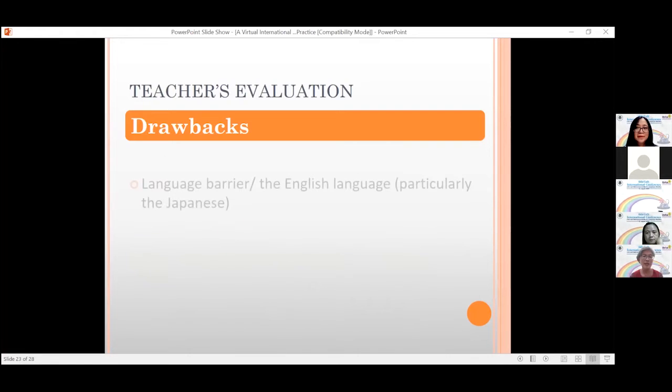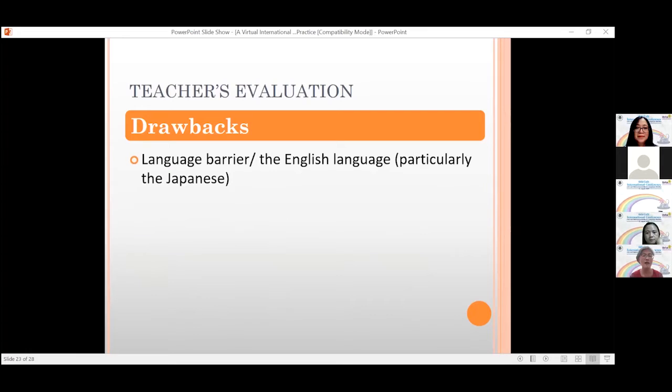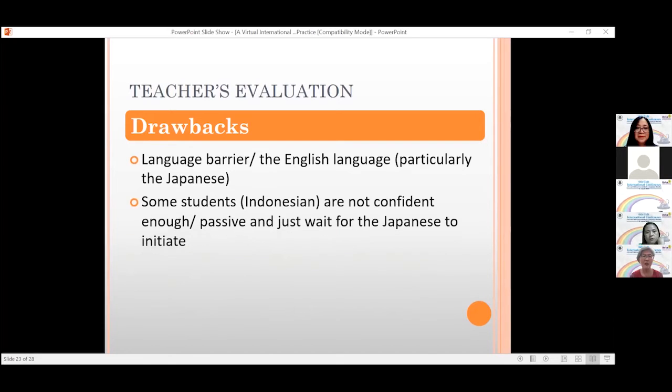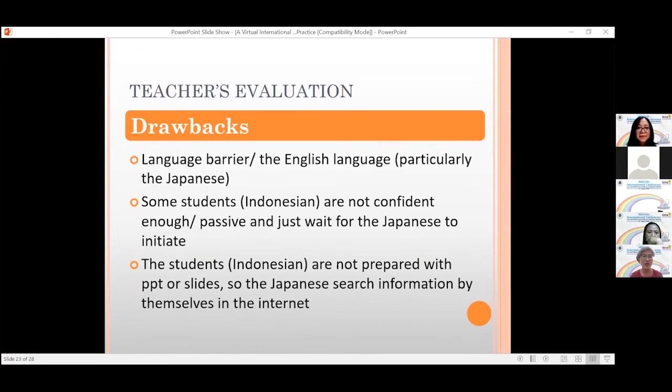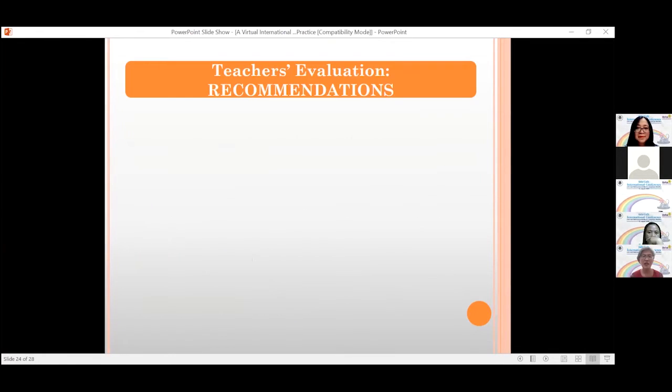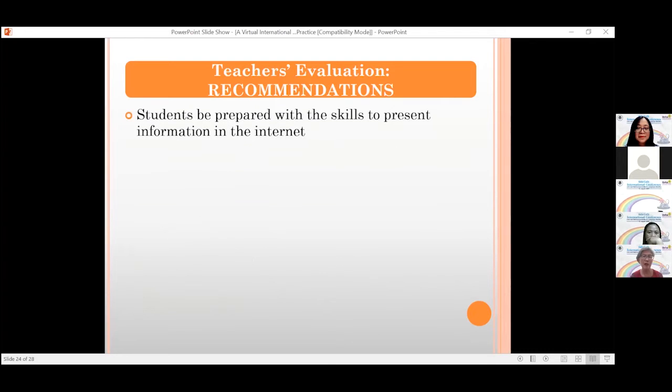But there are also drawbacks. The drawbacks are mostly on language barrier, the English language, particularly on the Japanese. They speak English actually not so well. And some students are not confident enough, they are passive. And students are not prepared with PPT slides. So sometimes the Japanese search information by themselves on the internet. So teachers' recommendation: students should be prepared with the skills to present information from the internet.